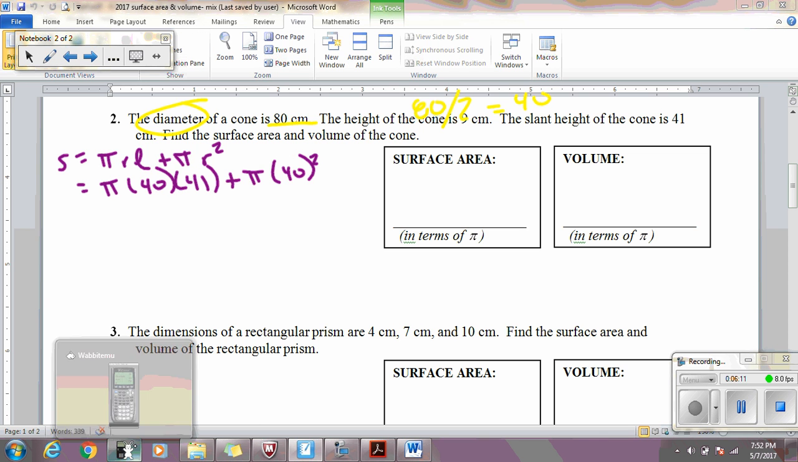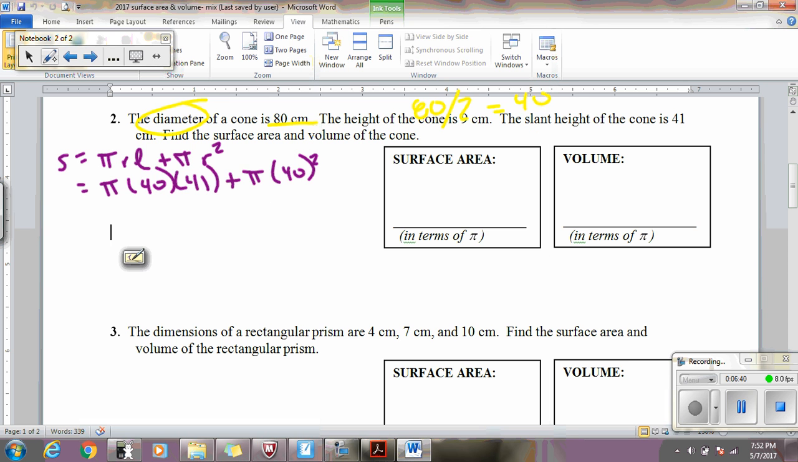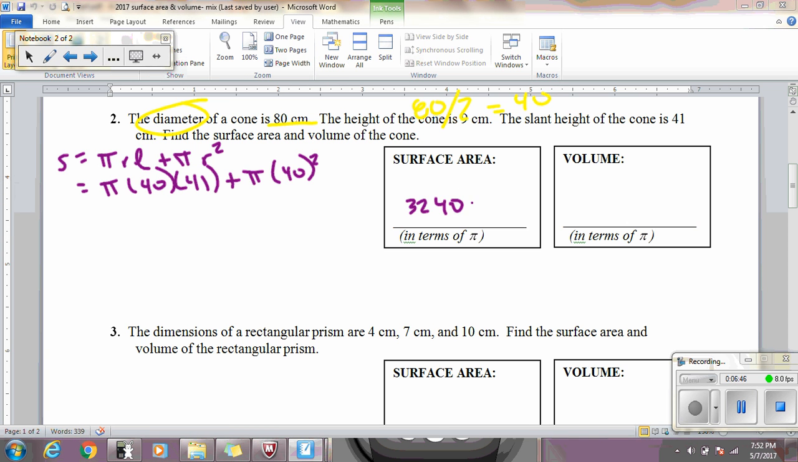Since it wants it in terms of pi, the only things we put in the calculator is everything except pi. So 40 times 41 plus 40 squared. And we get 3240. So our surface area is 3240 pi centimeters squared.